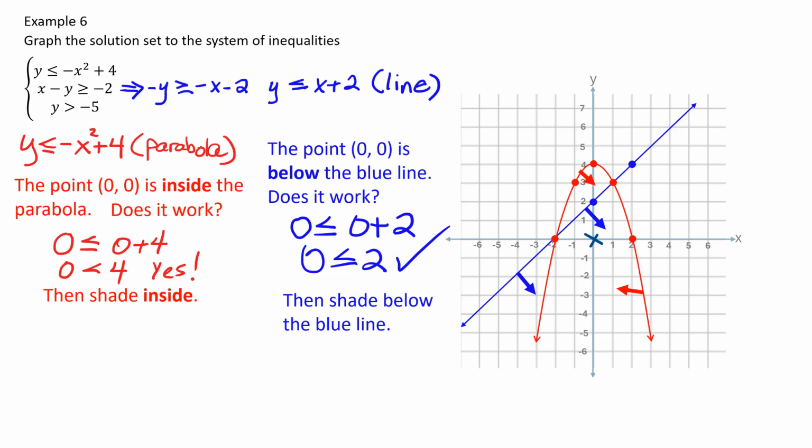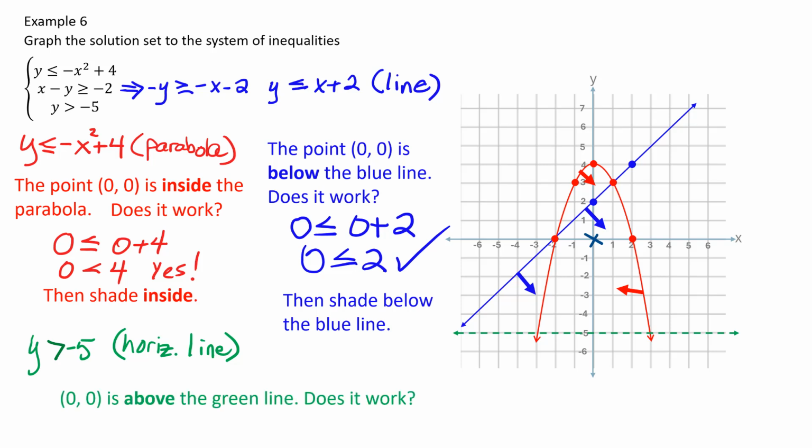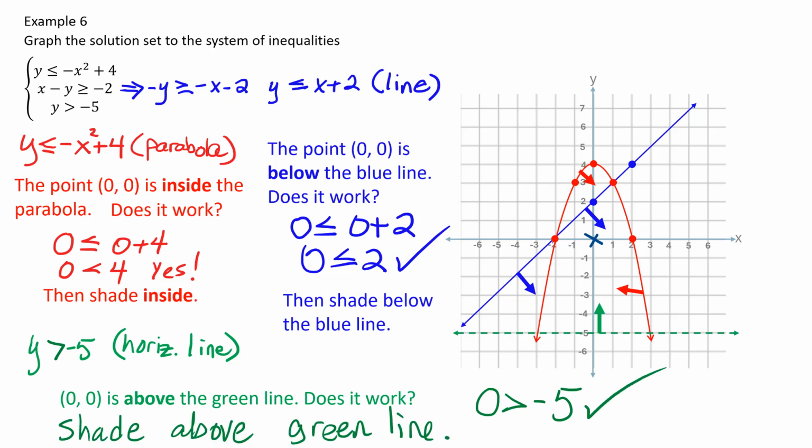And then y greater than negative 5, that line is a horizontal line. And so we're going to draw that line. We're not going to include the line because this is strictly greater than. So all the points that have a y value greater than negative 5, of course, are going to be above that line. But if you want to think about checking (0, 0), you've got 0 is greater than negative 5, which is true. So you are shading above the green line.